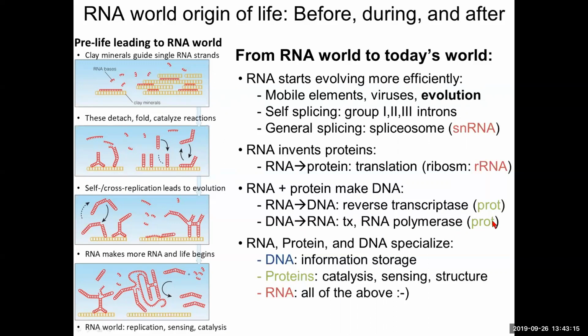So you can use a protein which is much more effective and efficient because it has 20 building blocks rather than just 4. And then RNA, protein, and DNA start specializing, and then DNA effectively becomes relegated to just information storage. It's kind of like the boring molecule. Proteins do catalysis, sensing, structural roles, and so on and so forth. And then RNA still does pretty much everything.